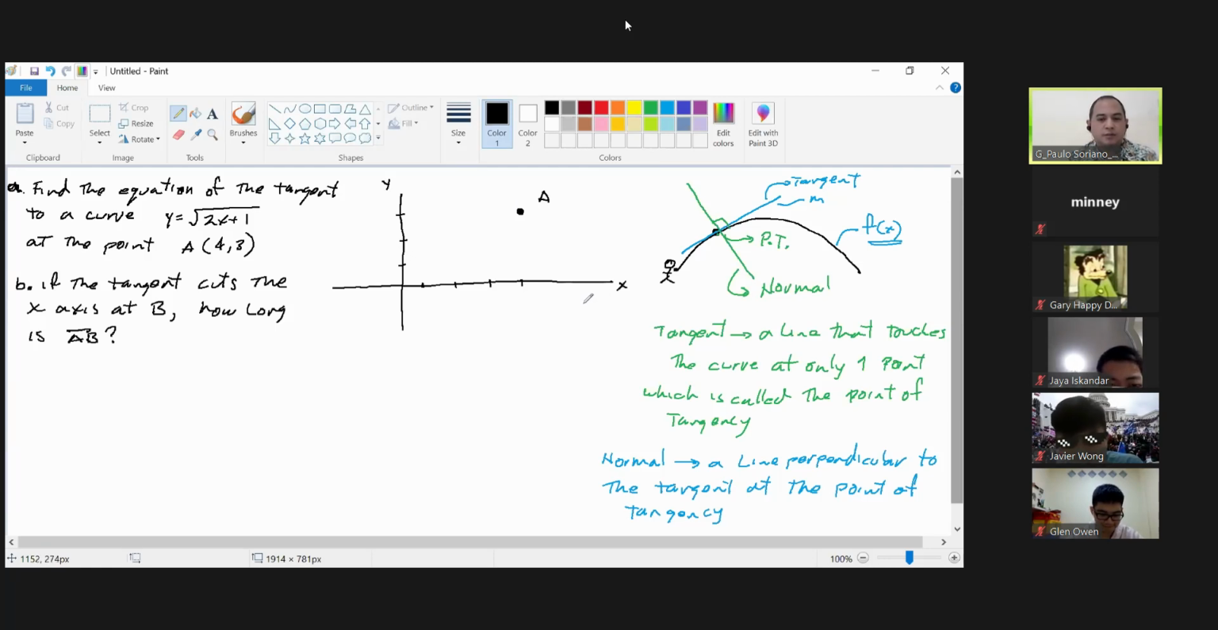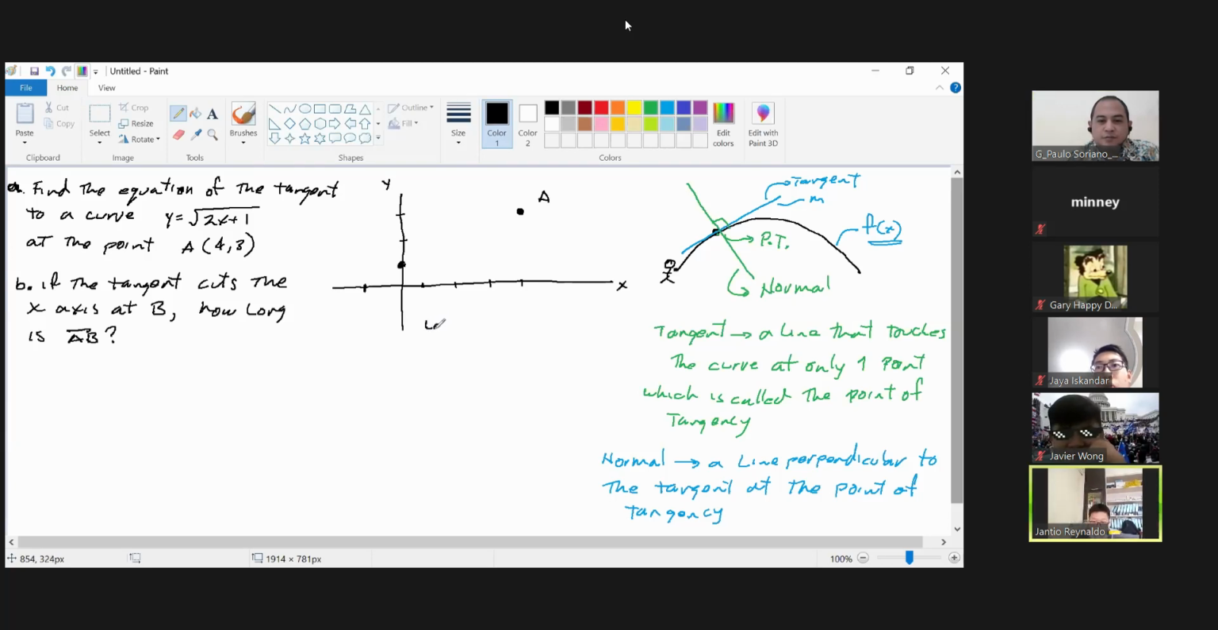Okay, let's do the intercept method. When x is 0, what will we get? 1. Y is 1. So when x is 0, y is 1. So it's moved there. How about the other one? When y is 0, x is what? Come on. Still sleeping.